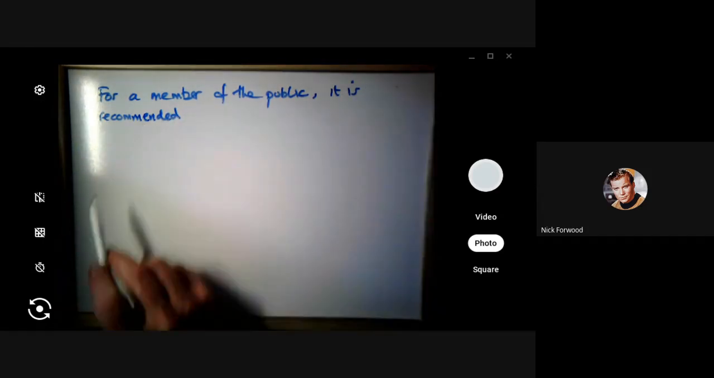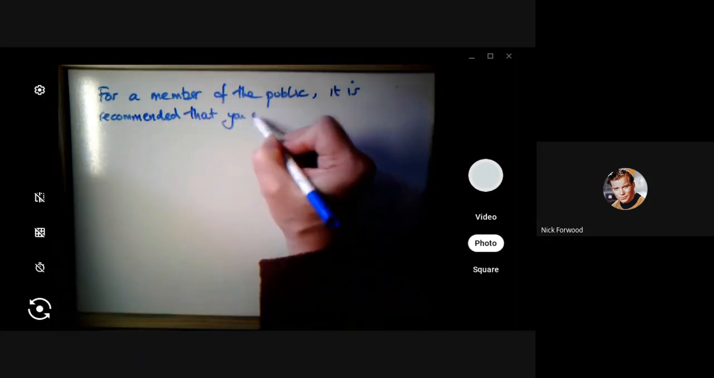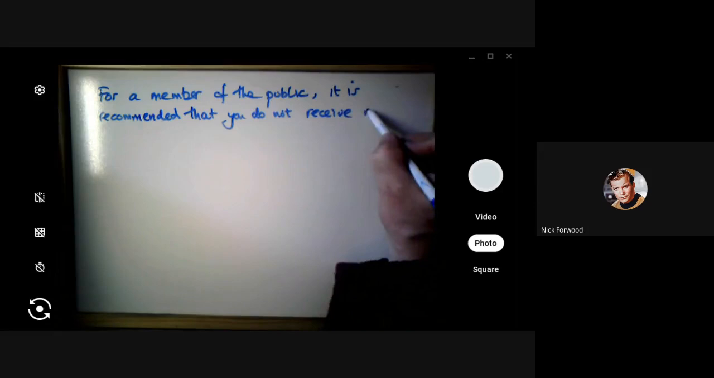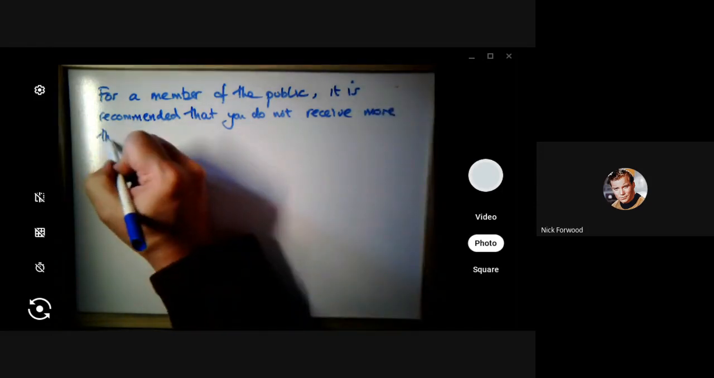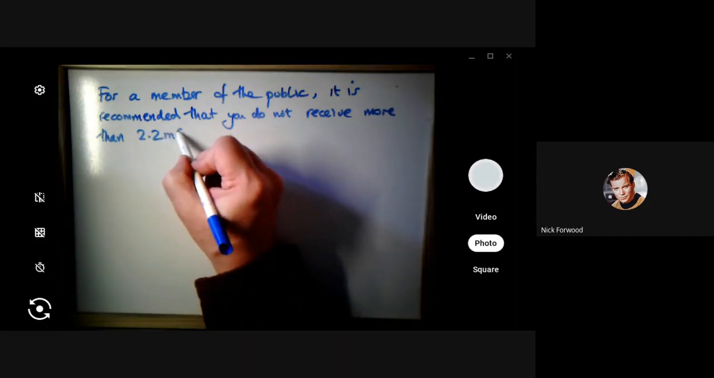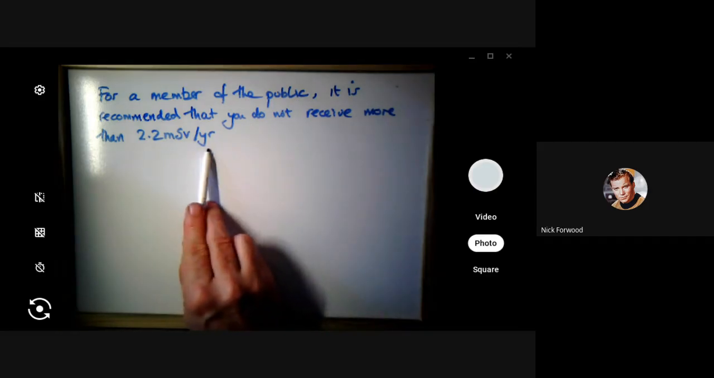That doesn't make sense. For a member of the public, it is, yes, it does. It is recommended that you do not receive more than 2.2 millisieverts per year. So that is an equivalent dose rate. Anything with a period of time at the end, year, month, week, day, hour, second, whatever, anything with a time period is an equivalent dose rate.